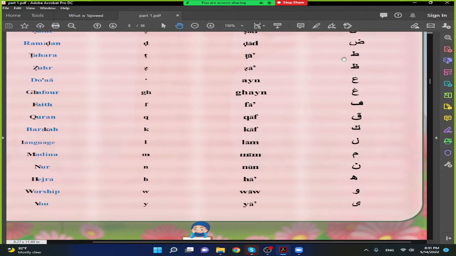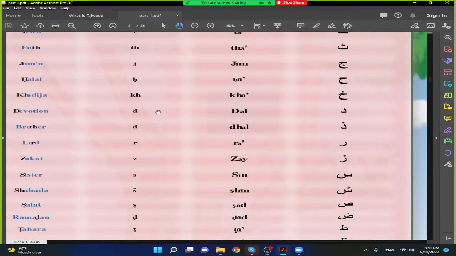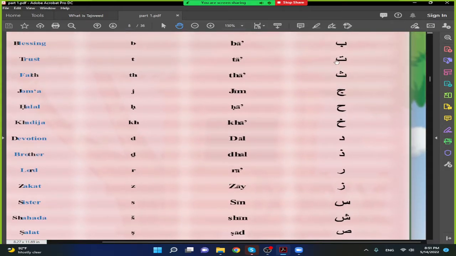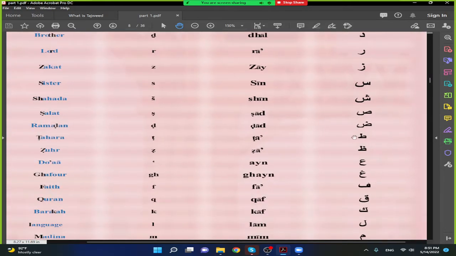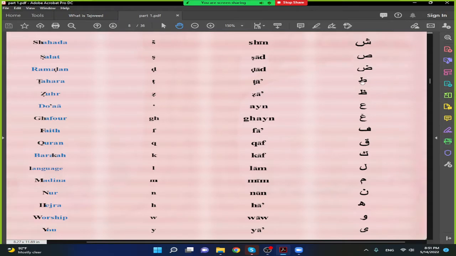Now the To. To starts with T, like in the word Tahara, okay? T was for the Ta before as well. For the Ta we said T, and for the Ta we are saying T again, but it's a little heavy for this one, okay? Ta.